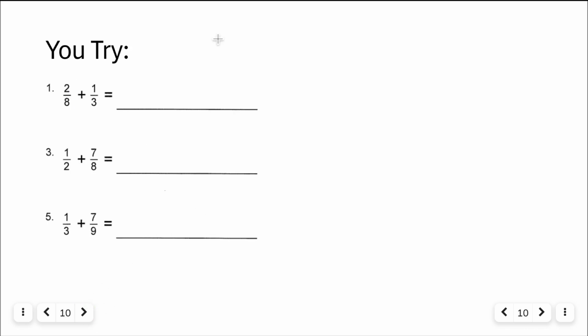All right, so now here's a few for you to try. We got 2/8 plus 1/3. Now this 2/8, there's a couple ways you can deal with it. You could put it in lowest terms right now, and then instead of adding the 2/8 with 1/3, you could do 1/4 plus 1/3. That's certainly a possibility. You can do that if you want. Or you could just leave it as 2/8. I'm just going to leave it as 2/8 plus 1/3.